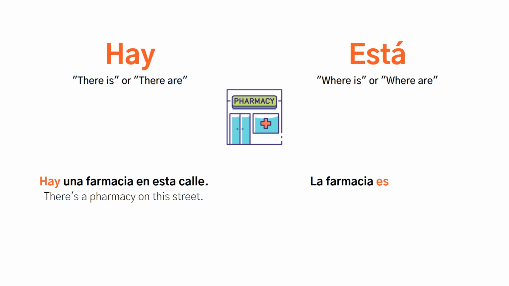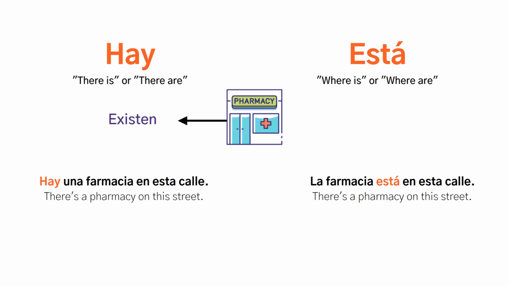La farmacia está en esta calle. The pharmacy is on this street. You're telling someone where the specific pharmacy, the one they asked about, or the one you both know, is located. Same street, same pharmacy, completely different information being communicated. The first announces existence. The second pinpoints location.